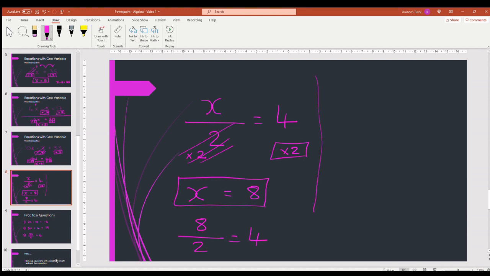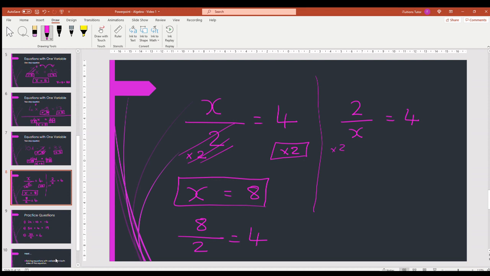But when a number is being divided by an unknown, such as the reverse of this example that we just did, let's switch the x and the 2 around and put the 2 on the top and x on the bottom, equals 4. So now the unknown is at the bottom. If we multiply this by 2, this would be incorrect. It would give us 2 divided by 2x. We need to get rid of the bottom.